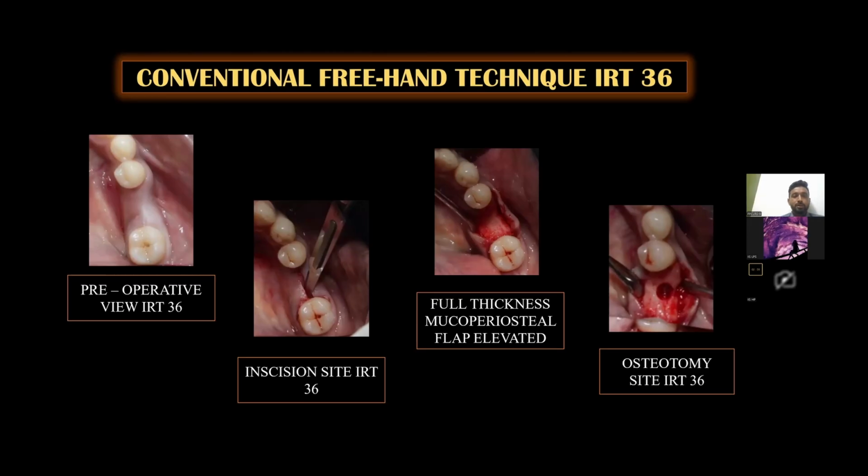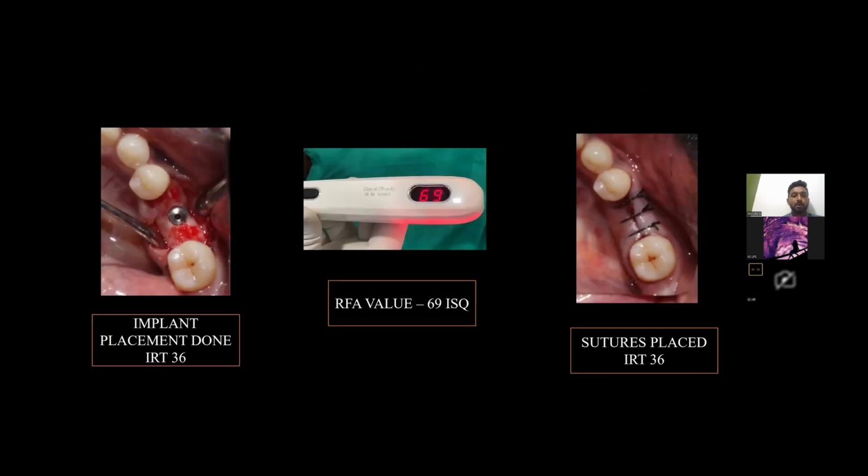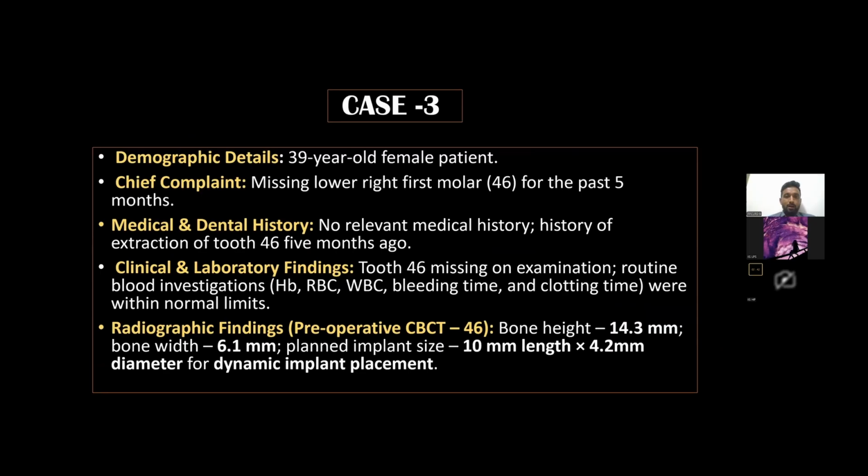This is the pre-operative 3/6, mid-crestal incision, routine conventional procedure. The flap was opened, a full thickness flap, and the osteotomy was prepared. The implant was placed, and then we got an ISQ value after resonance frequency analysis of 69. Sutures were placed.